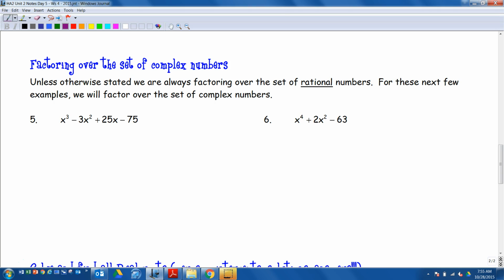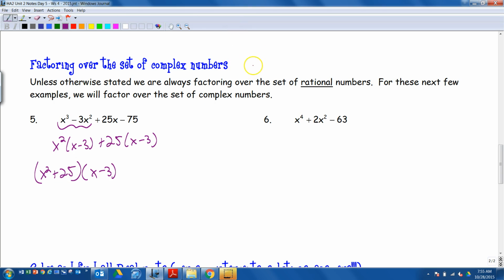Okay, so the first thing is we factor like normal. This one looks like grouping. And sure enough it is. I get x squared plus 25 and x minus 3. Now normally we would stop there because this is not a difference of two squares. It doesn't factor nicely. However, because it's complex, we are going to factor it.